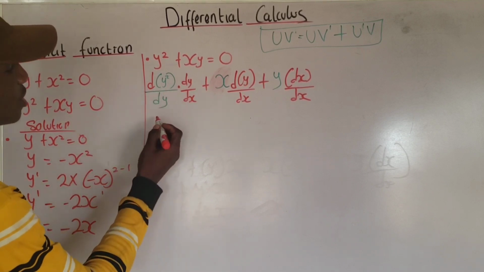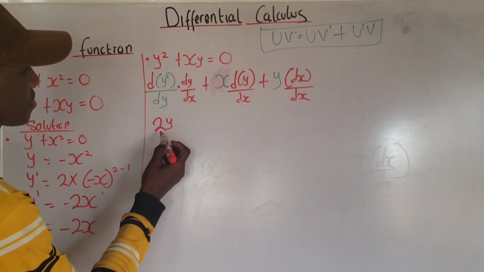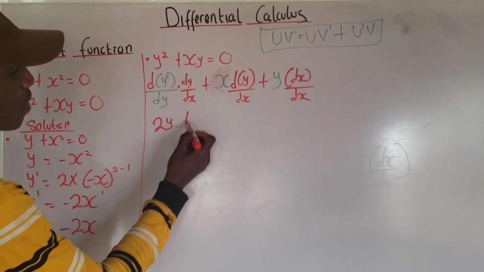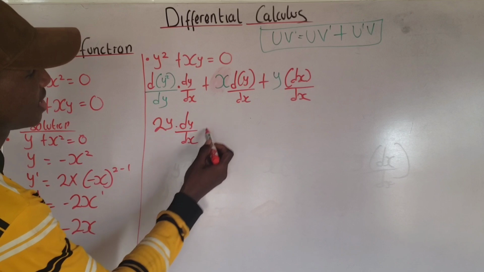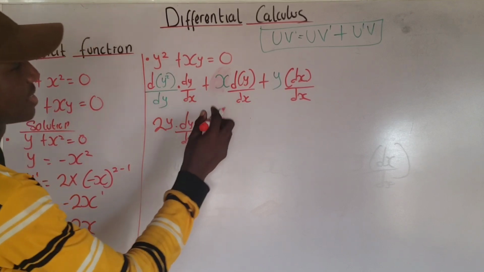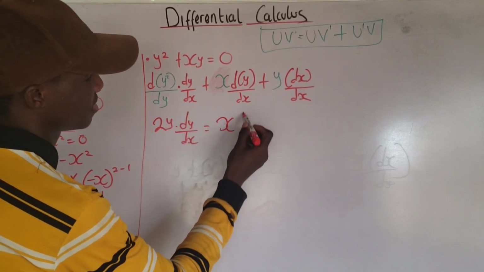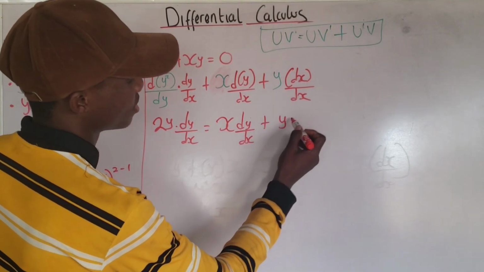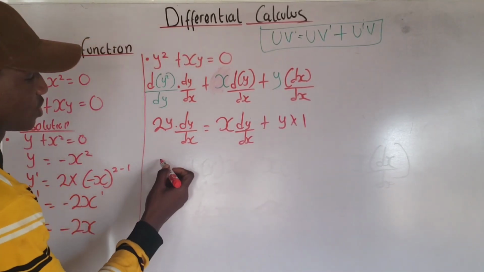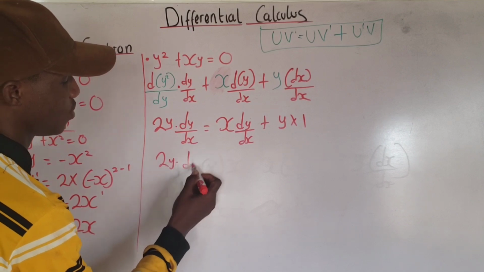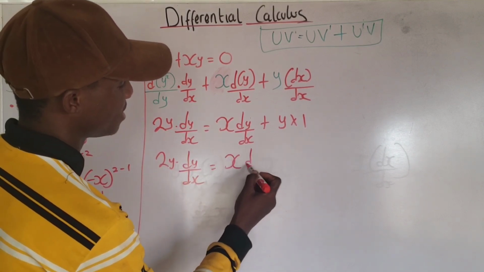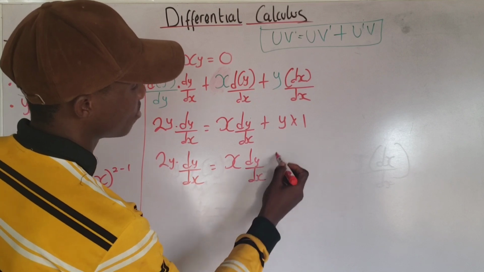Now here I'm going to have 2y, differentiating y squared, that is 2y, multiplied by dy over dx, equals x multiplied by dy/dx plus y multiplied by 1. You understand? So I'm going to have 2y multiplied by dy/dx equals x multiplied by dy/dx plus y.